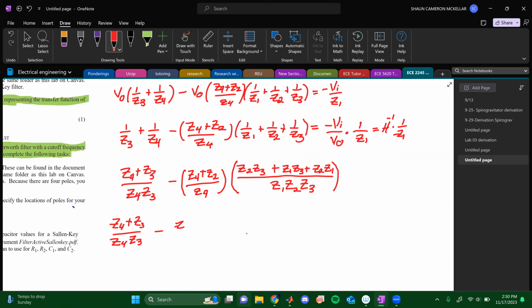So that's Z4 Z2 Z3 plus Z4 Z1 Z3, and so on. And then I'm going to distribute the Z2. So rather than putting Z2 squared, I'm just going to write it out twice. And you'll see why that's nice. Sometimes with these larger equations, it's easy to factor them out when you can see them like that.